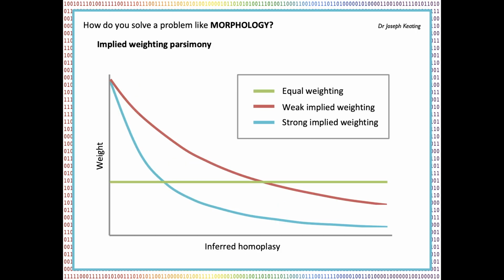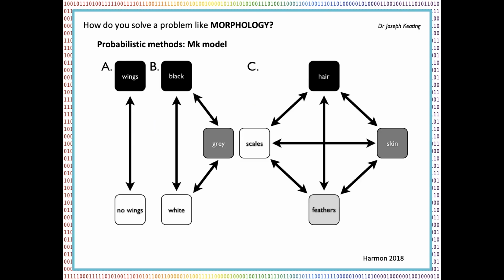In standard parsimony analyses, all characters are given equal weighting. Implied weighting is a variation of standard parsimony, in which characters with less inferred homoplasy are given more influence in the analysis. In contrast to maximum parsimony, probabilistic methods require a model of character evolution.